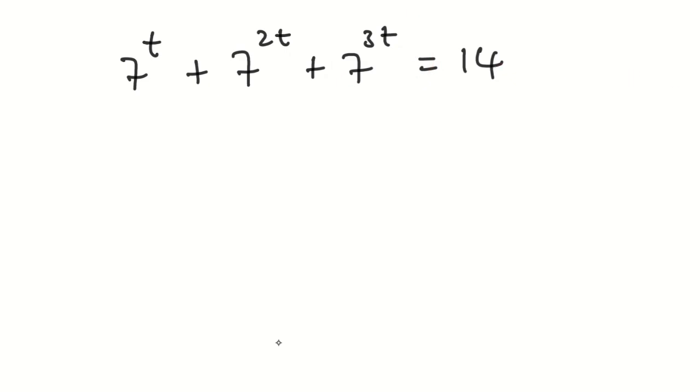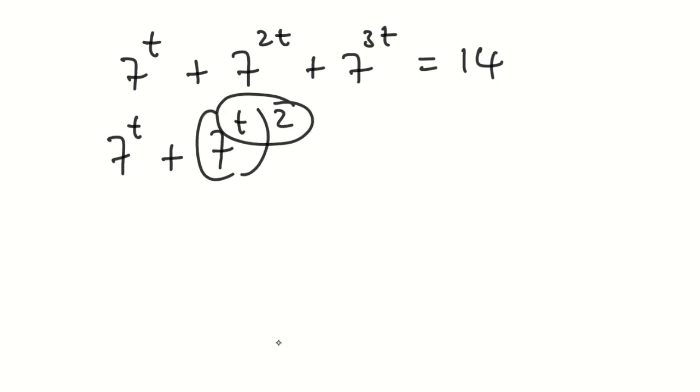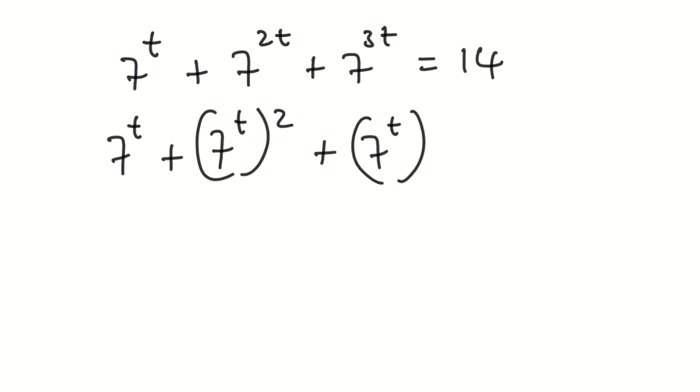So why not just do that? So this is going to be 7 raised to power t plus 7 raised to power t. I can write it like this because when you multiply t and 2, you get 2t. That is one of the laws of indices. So here, I'm going to do 7 raised to power t, you guessed right, raised to power 3. And this is equal to what? 14.